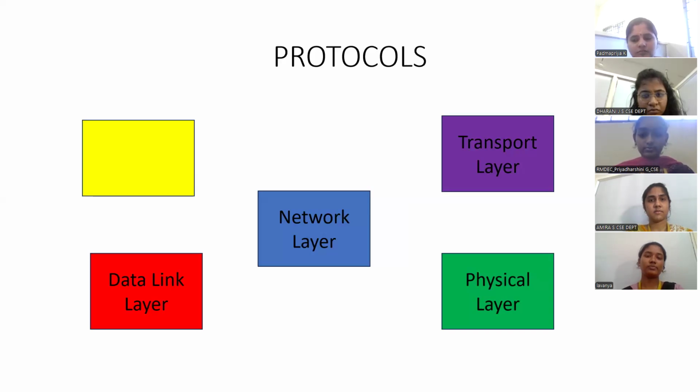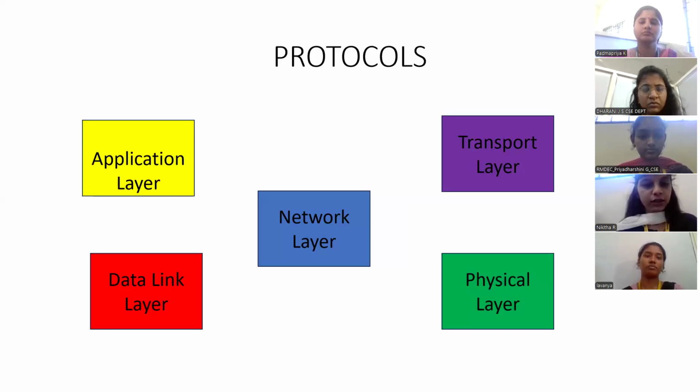Next student. Application layer. The application layer enables the user, whether human or software, to access the network. The application layer is the OSI layer which is closest to the end user. This means this OSI architecture layer allows the user to interact with other software applications.